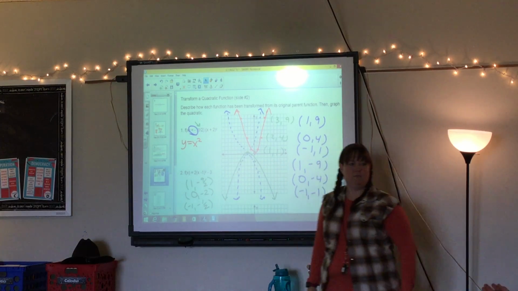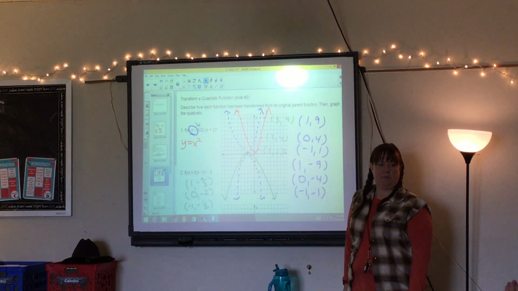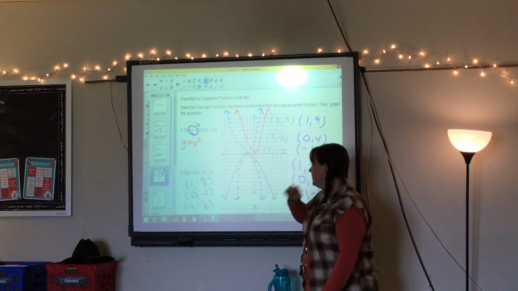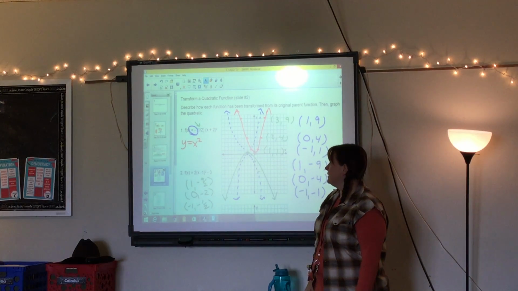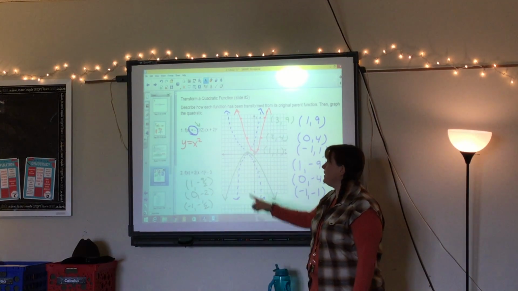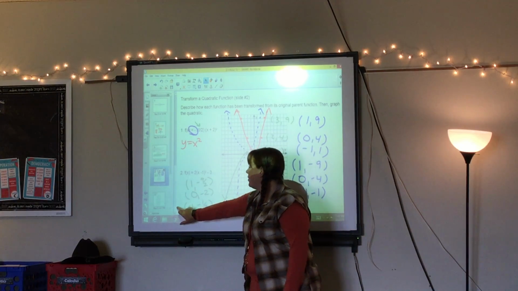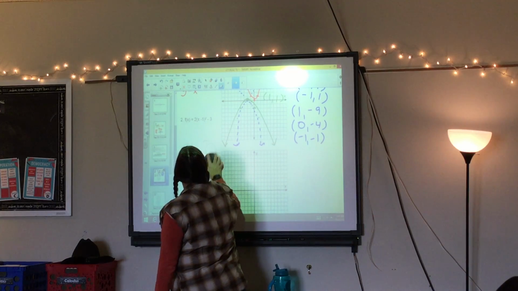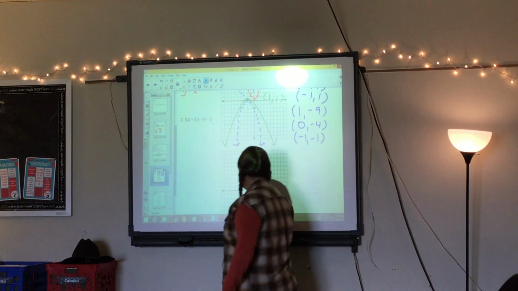So y equals x squared will always be the parent function? Yes, for a parabola, that's always the parent function. I was confused on where we got it from. I thought we pulled it out of the equation. No, since this is a parabola because it's squared, the parent function is always going to be y equals x squared. All right, let's try to do this one graphically and see what we can do.